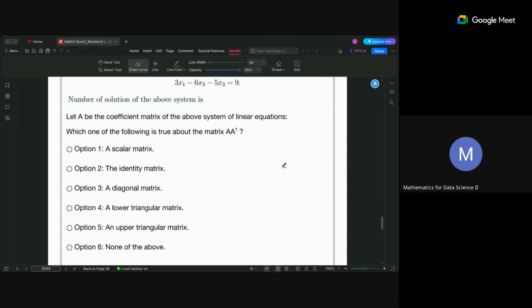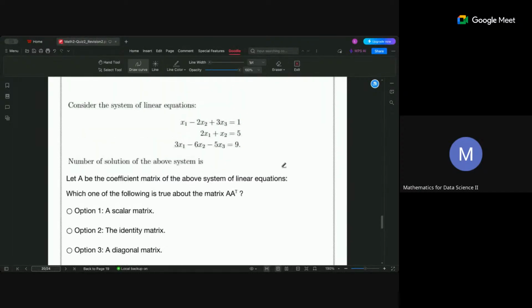Okay. One last question is here. So you have a system of linear equations. A is the coefficient matrix of the above system of linear equations. Which of the following is true for the matrix A transpose? Okay, so let us write what is your matrix A. 1, minus 2, 3, 2, 1, 0, 3, minus 6, minus 5.